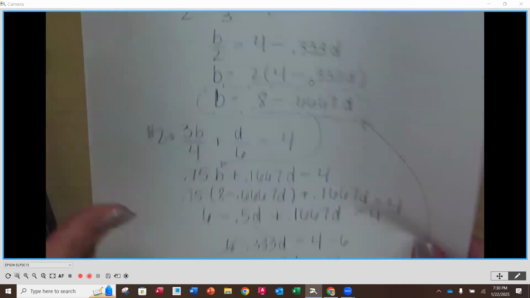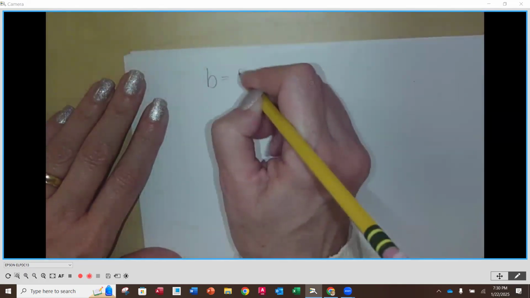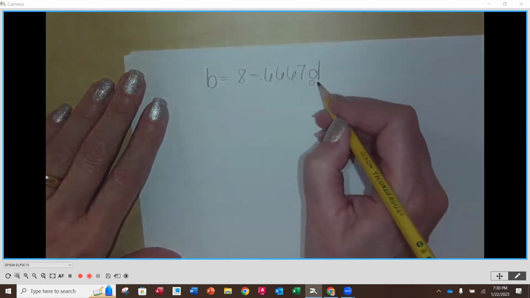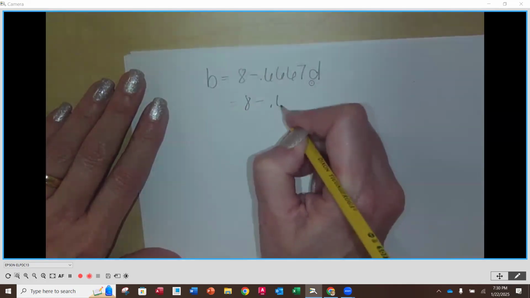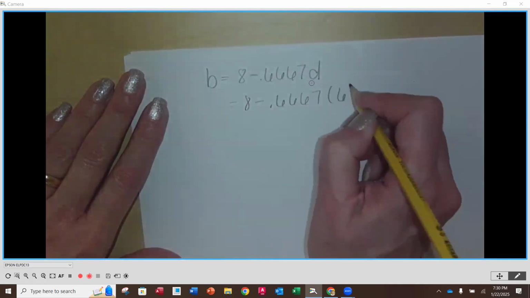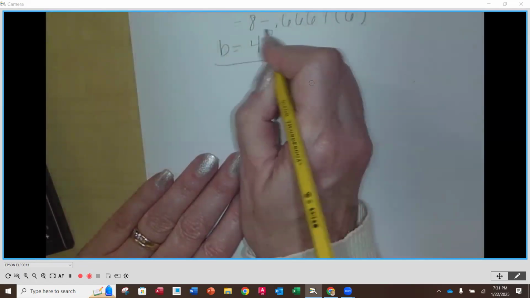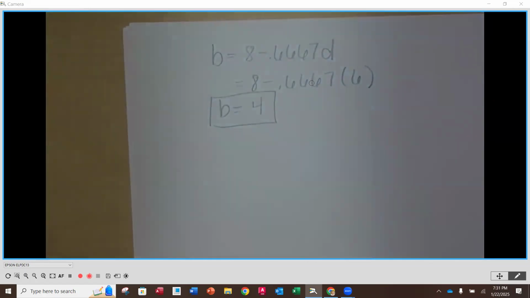Okay, so my next step then is I'm going to say B is equal to 8 minus 0.6667D. And now I'm going to substitute that value that I just got, which was 6. So it's equal to 8 minus 0.6667 times 6. So B is equal to 4. Is that what you guys got? You guys get 4? Okay.